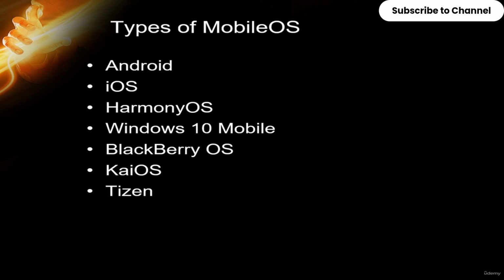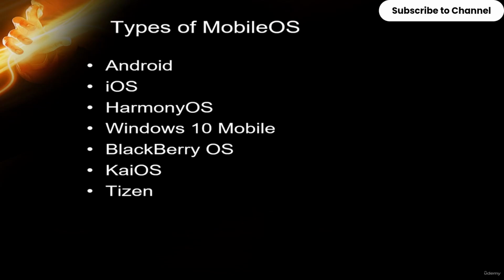The final operating system which we are going to discuss is Tizen. Tizen is a platform under the Linux Foundation, and it was provided by Samsung and Intel. This Tizen operating system works with Samsung devices, including smart TVs, wearables, smartphones, and so on.